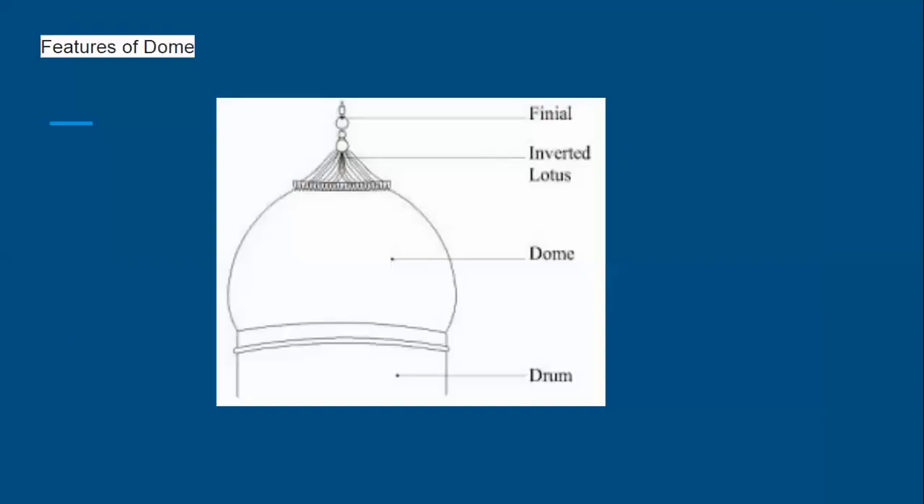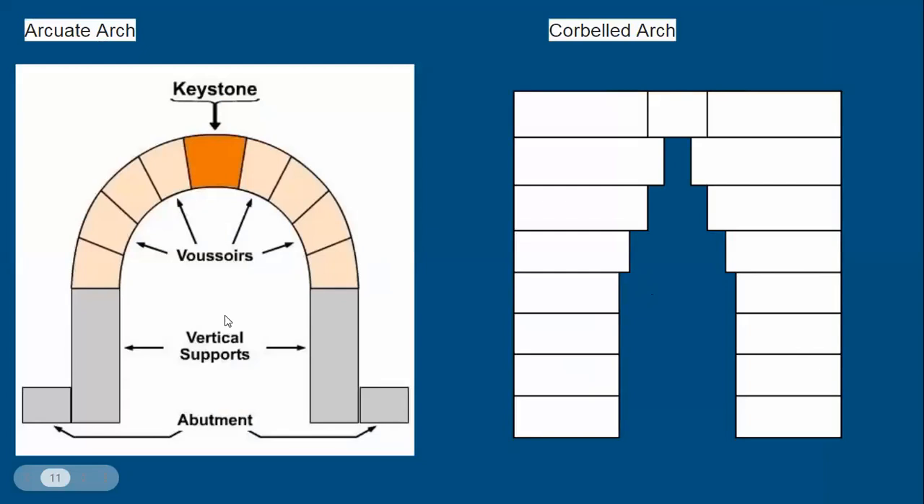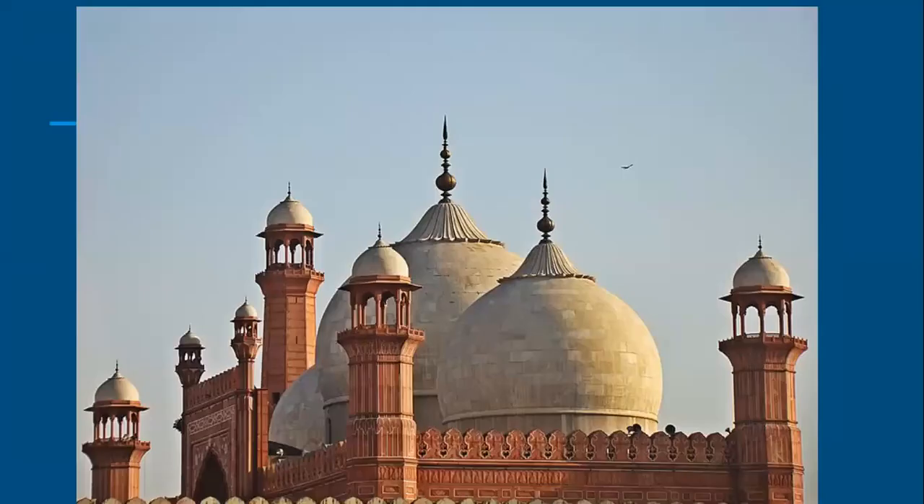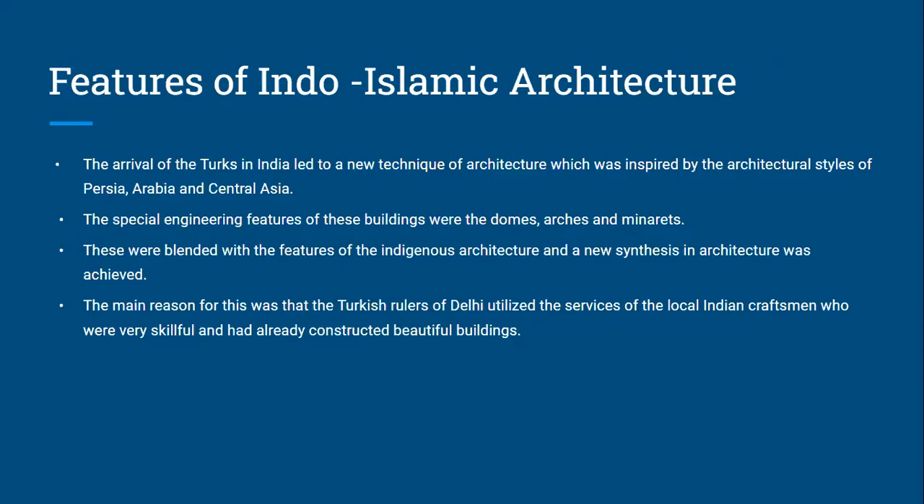Okay, so these are all the important points of the arcuate form. So what is there in the arcuate form? Arch, dome, minarets, and vaulted roof. Okay, so these are the defining features of the arcuate form: arcuate arch, dome, so the domes which we saw, minarets, and the vaulted roof.